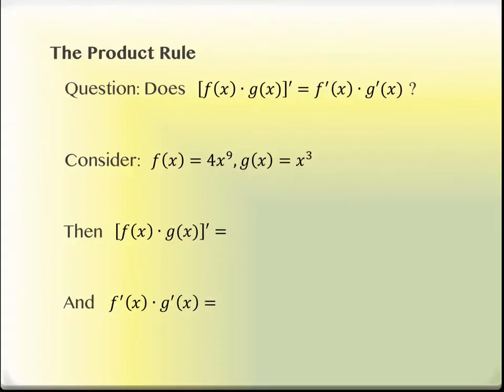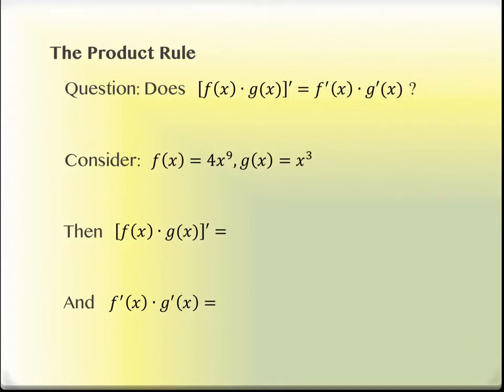So the first one that we're going to take a look at is the product rule. The question we're asking ourselves is whether or not this works: does the derivative of the product f times g just take the product of the first derivative times the second derivative? That's what we'd like it to be. That seems like what it would intuitively be, right? Like the sums and differences that we did in the last section.